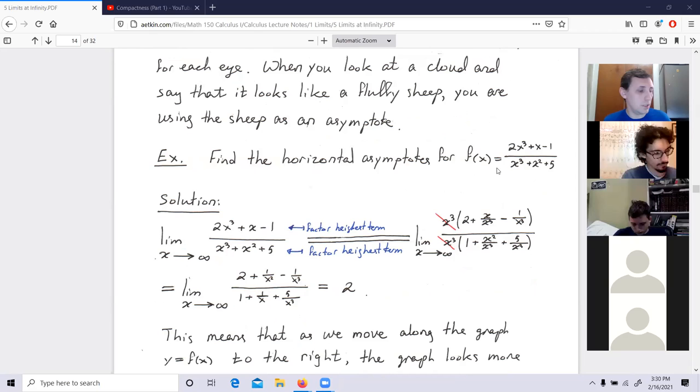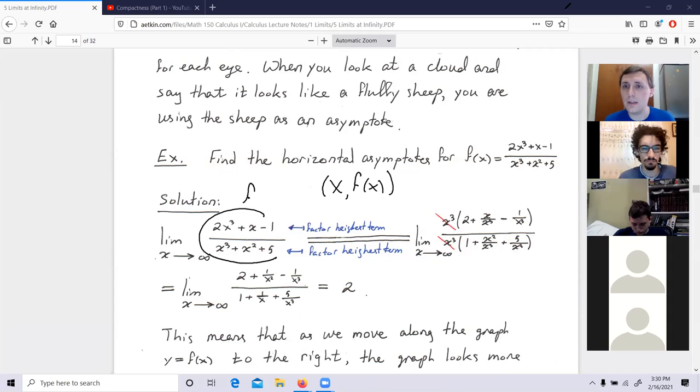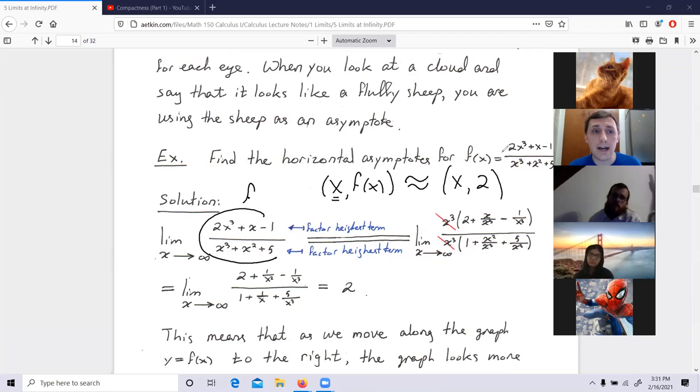This is my function f, right? So the graph of this function is x, f of x. You agree? If the coordinate x is very large, then that graph will essentially be x comma 2, because the function will essentially look like the number 2, very, very little different from 2. It has nothing to do with intersections.